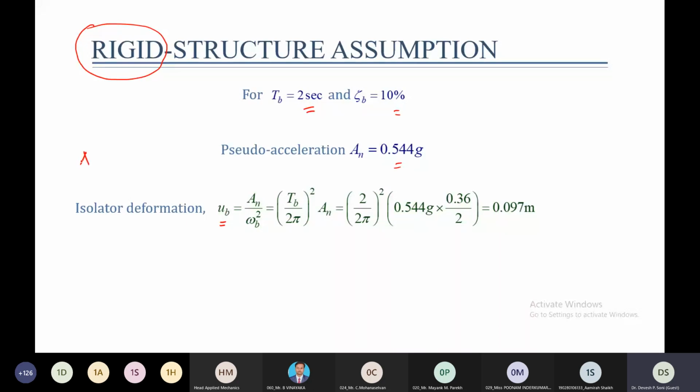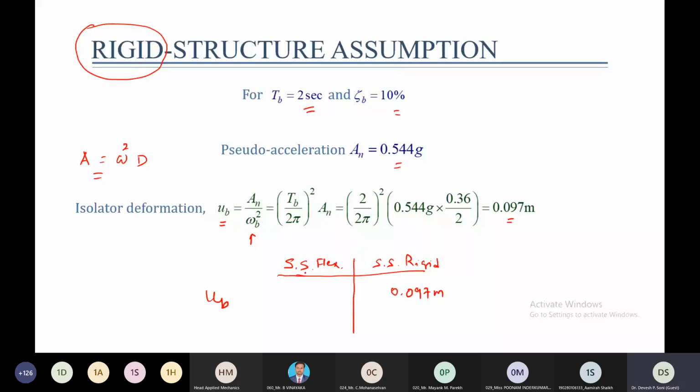A simple equation is used. The acceleration A is equal to omega square into displacement. It's a well-known equation which we use in structural dynamics. So displacement D is equal to A upon omega square. You can see displacement UB is equal to A upon omega B square. So omega is expressed in terms of 2 pi upon TB. After putting this value, we are getting UB equal to 0.097 meter, right? So for the isolator displacement, I am writing two cases: the superstructure is flexible, and the superstructure is assumed as rigid. When I assume the superstructure rigid, I am getting isolator displacement UB equal to 0.097.